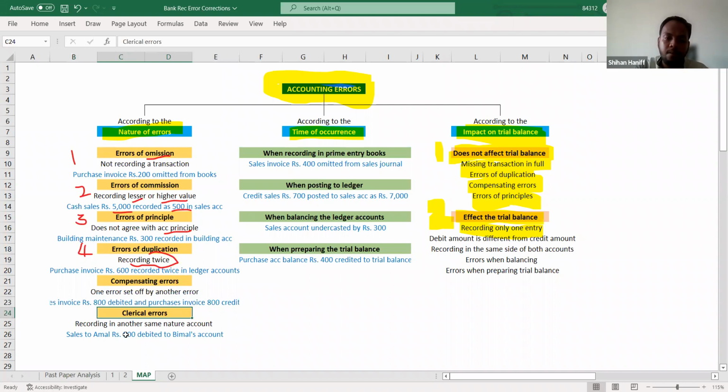Then other errors are called clerical errors, recording in another same nature account. Amal recorded in Bimal. So there are different types of errors. Now let's do the question. I'll take a few questions in order to understand the double entries, the error correction.